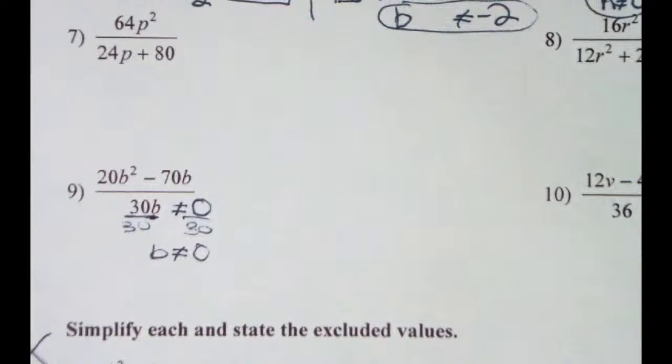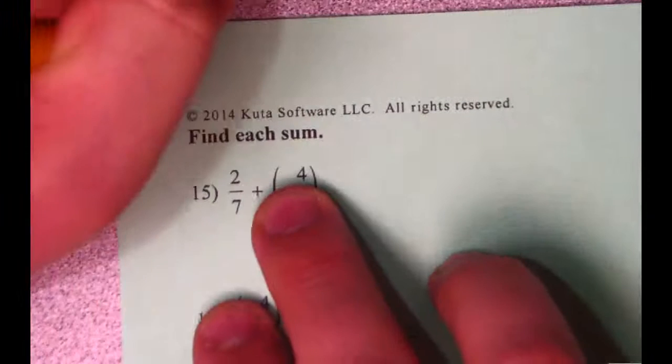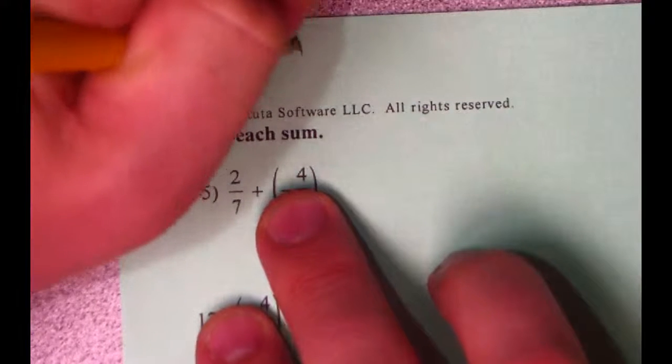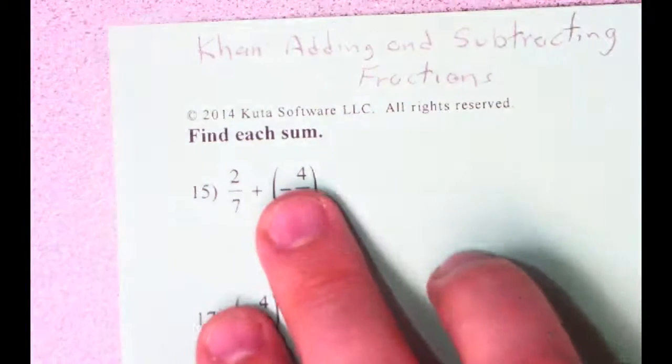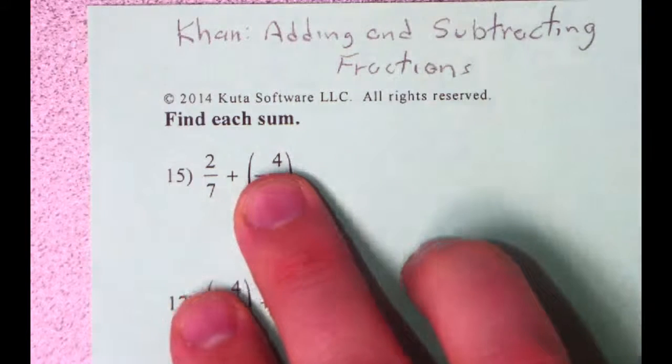Again, when you finish, write this down for the back. Right here, you're going to have the Khan Academy assignment: adding and subtracting fractions. Okay, so that's going to be due at the end of class on Wednesday.